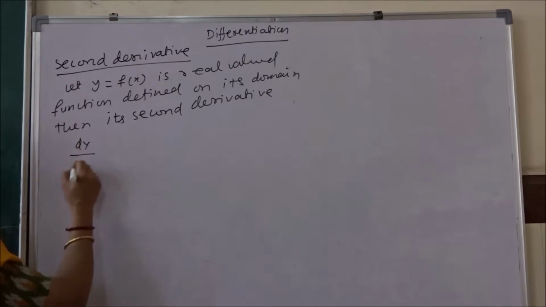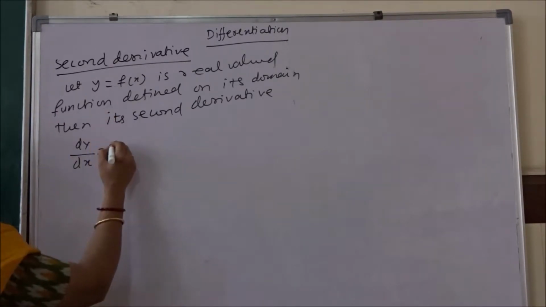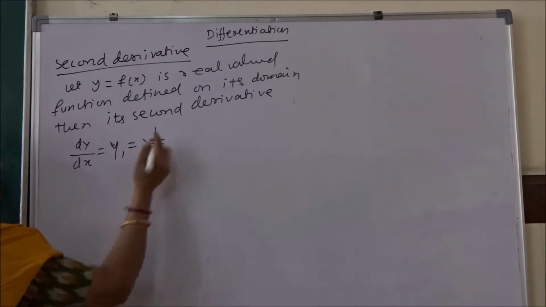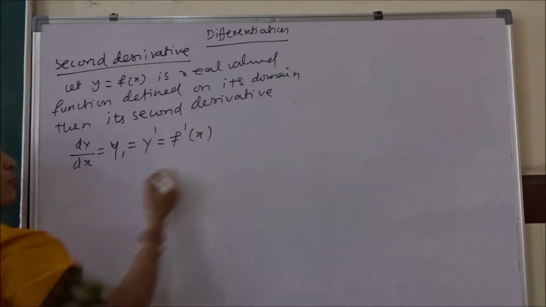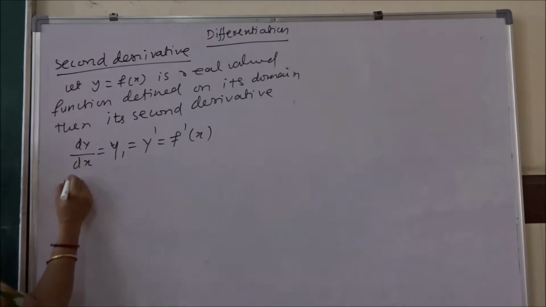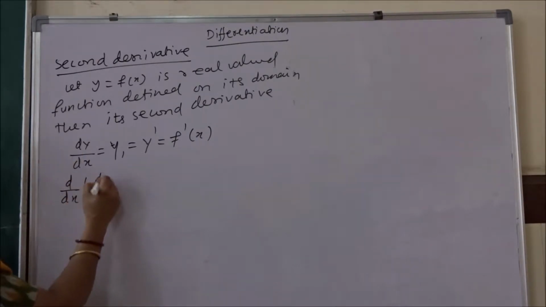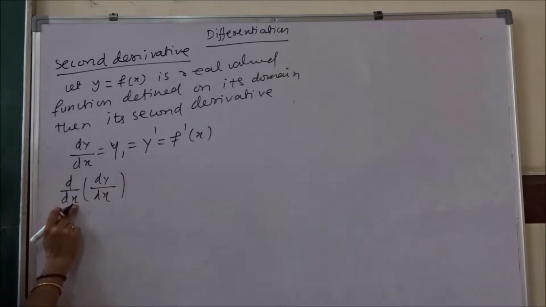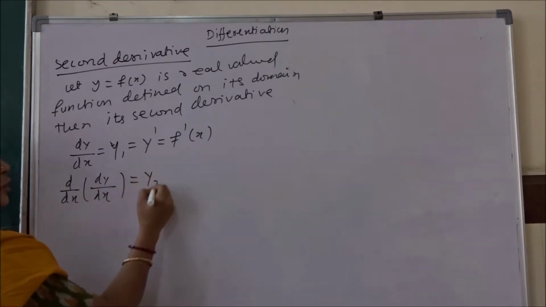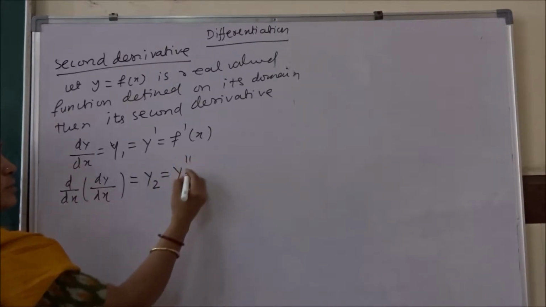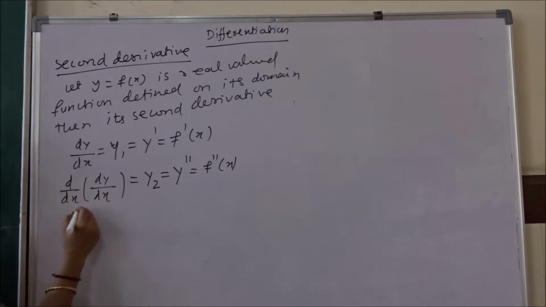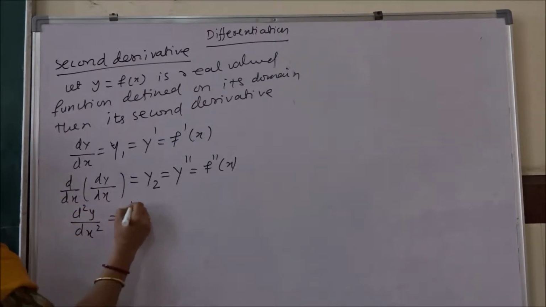So that is dy by dx, the rate of change of y. We say y1, we say y dash. We can write it like this, as already explained, f dash of x. Now we are again differentiating this, d by dx of dy by dx, with respect to x again. So that is equal to y2, or otherwise y2 dash, that is equal to f2 dash of x. Now what is this? That is d square y by dx square, equal to f2 dash of x.